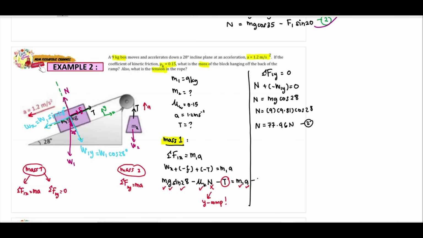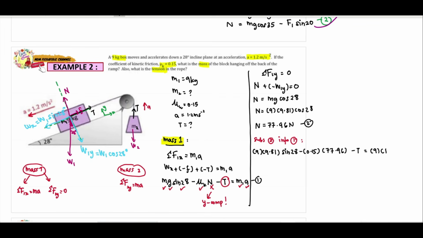Kita namakanlah equation kita. Equation number 1, equation number 2. So, now, let's substitute equation number 2 tadi kepada equation number 1. Okay. So, substitute lah. Masukkan nilai dia. mg, m tadi 9.81. Equation number 1: mg sin 28 minus mu k, soalan dah bagi 0.15. Normal kita dah cari. Okay, apa lagi? Minus T. T nak cari. Equal to M1A.